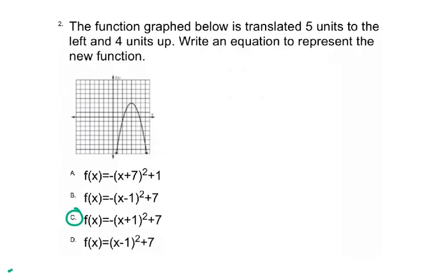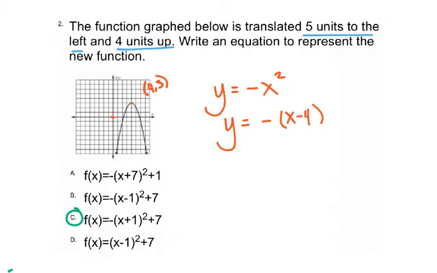Okay, number 2, the function graph below is translated 5 units to the left and up 4 units. Write an equation to represent the new function. Okay, so we had this function right here. This function actually is an upside down quadratic, and notice that the vertex is not at 0, 0, it's at this point, 4, 3. So that means that this original function had moved to the right 4, so minus, and it had moved up 3. So now we're going to take that one and we're going to move it 5 units to the left.